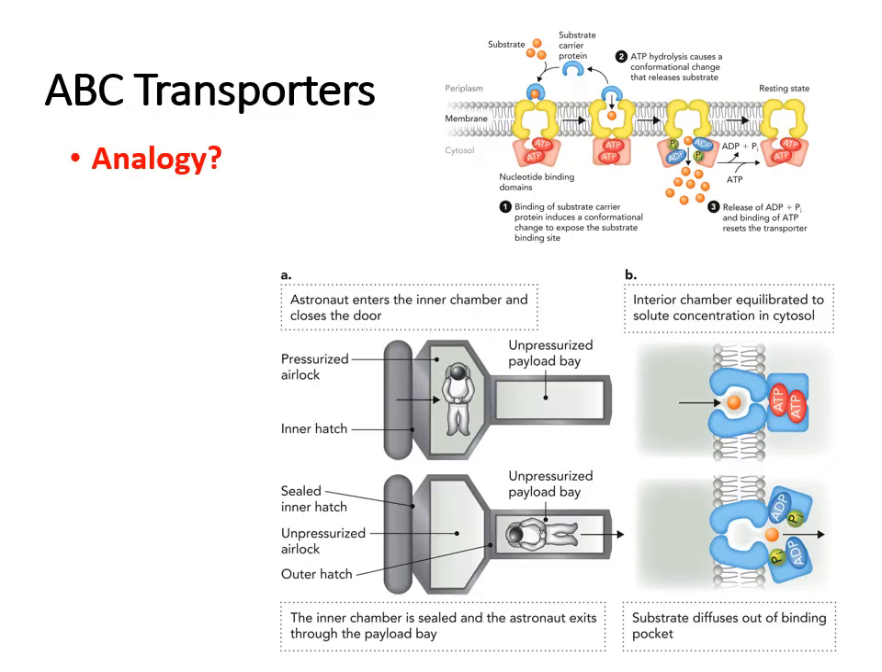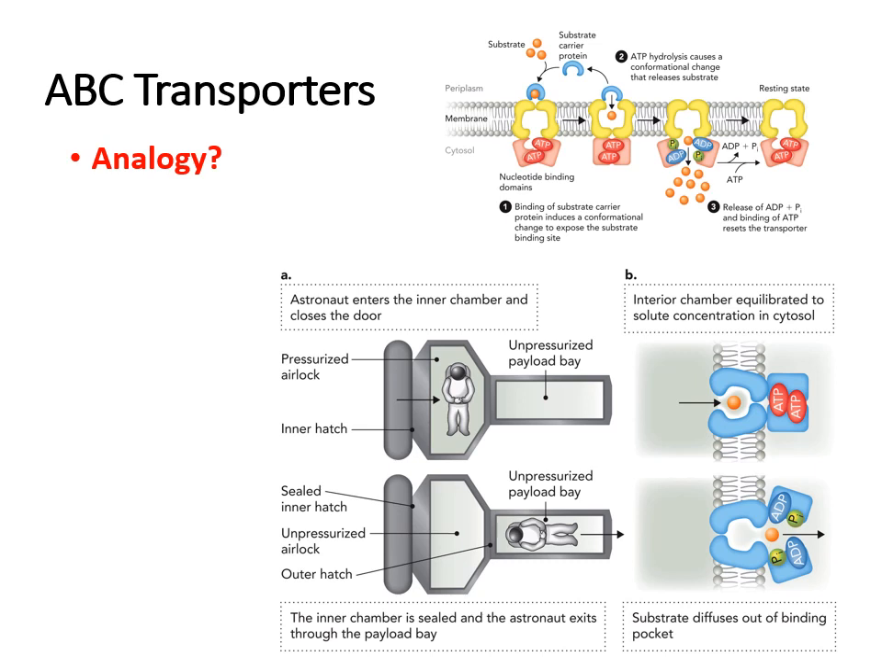So those were some examples of P-type transporters. Now this slide is to briefly introduce you to ABC transporters. Again, you'll notice ATP is now involved in those figures.